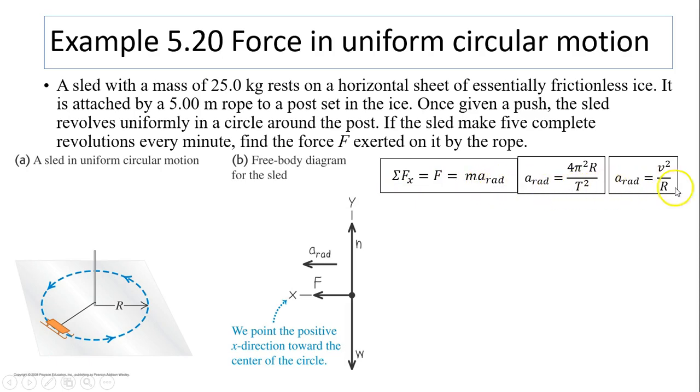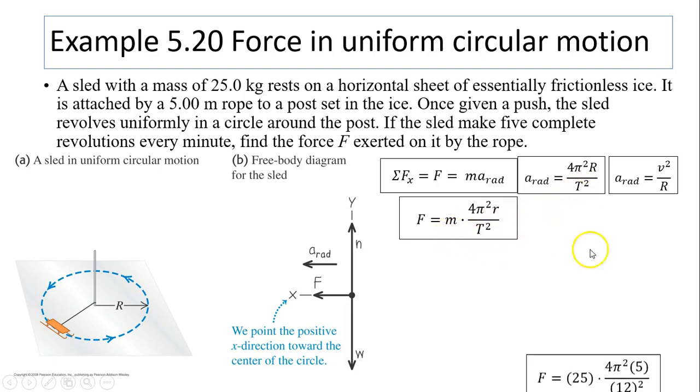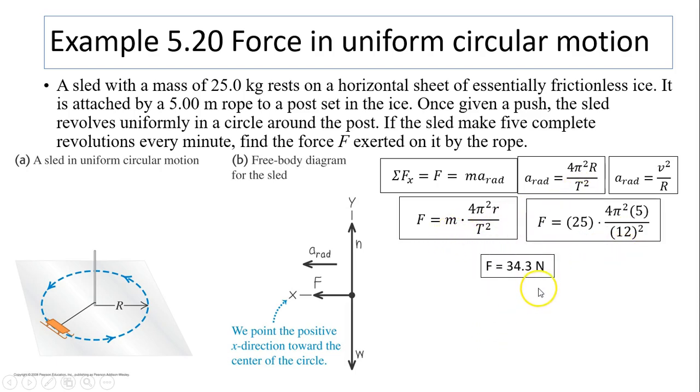There are 2 equations for radial acceleration. Which equation we use depends on what we know. What is given to us is r, and the other thing given to us is really the period, because it tells us the sled makes 5 complete revolutions every 60 seconds. That means each revolution is 12 seconds. So we also know T is 12 seconds. So we use a rad equals 4 pi squared times r over T squared. Substitute everything in and you will have this answer.